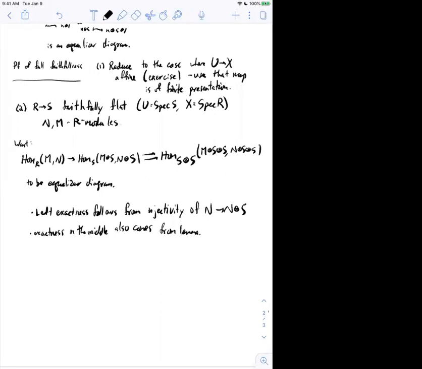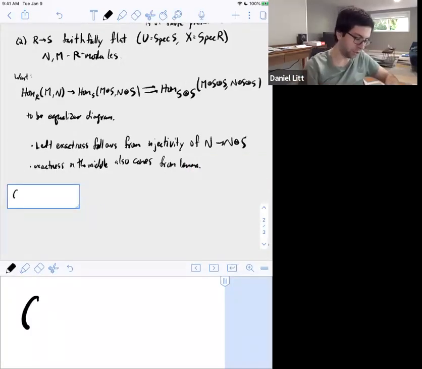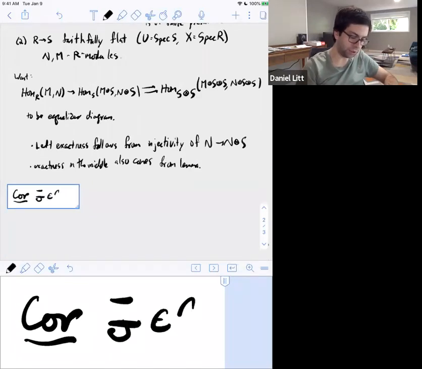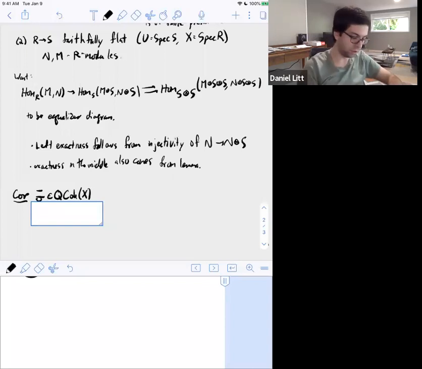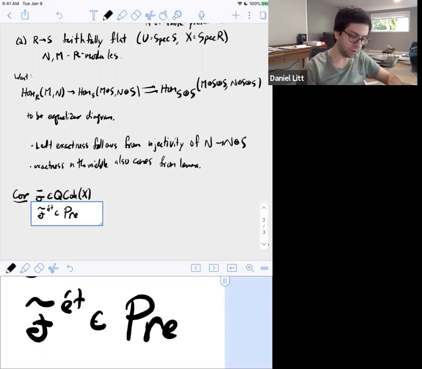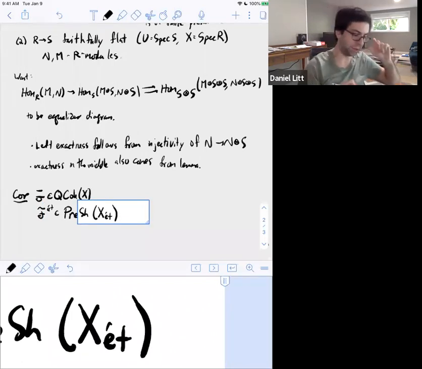All right, so I'm going to pause in the middle of the proof and do something bad. I'm going to state a corollary of what we've proved. A corollary is that if F is a quasi-coherent sheaf on X, then we defined a functor, which I called F étale. That was a presheaf on the small étale side of X. We also made one on the big étale side, but let me just write it on the small étale side.